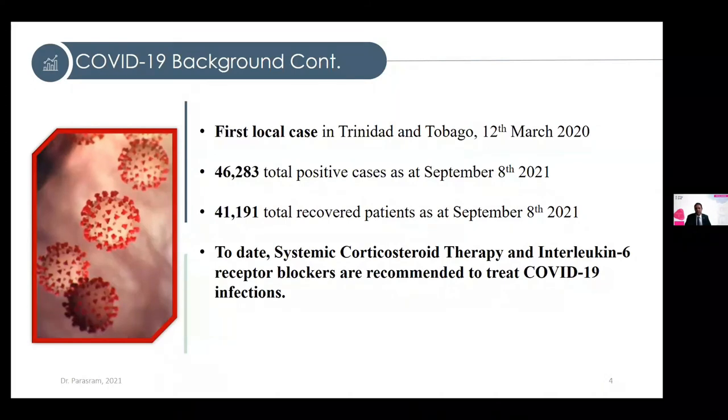To date, we have had 46,283 positive cases over that period of time, with 41,191 of those at this point in time totally recovered. The remaining persons, about 3,000 odd persons, would have been in home isolation and isolation at hospital. To date, the only therapies utilized as treatment options are systemic corticosteroids and interferon IL-6 receptor blockers, and are recommended to treat COVID-19 infections.